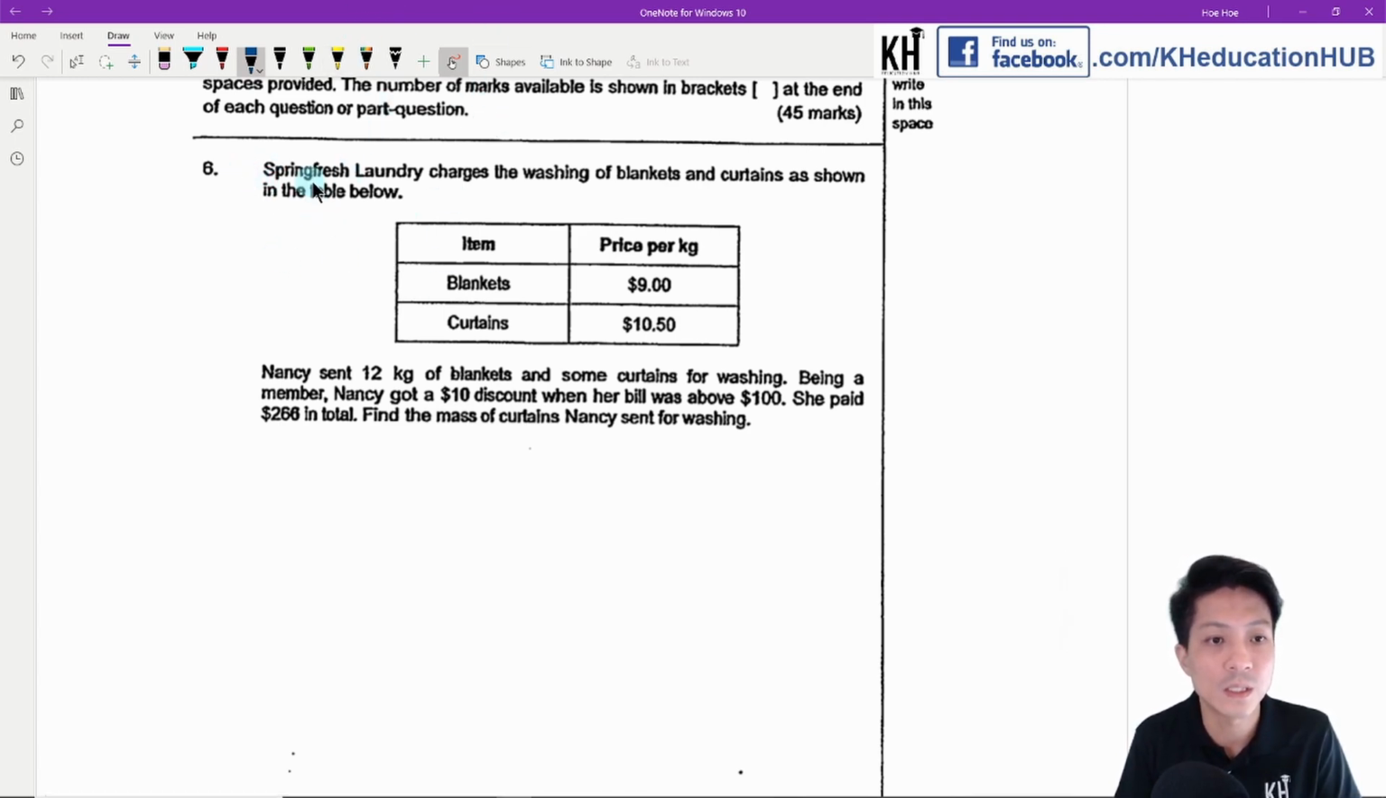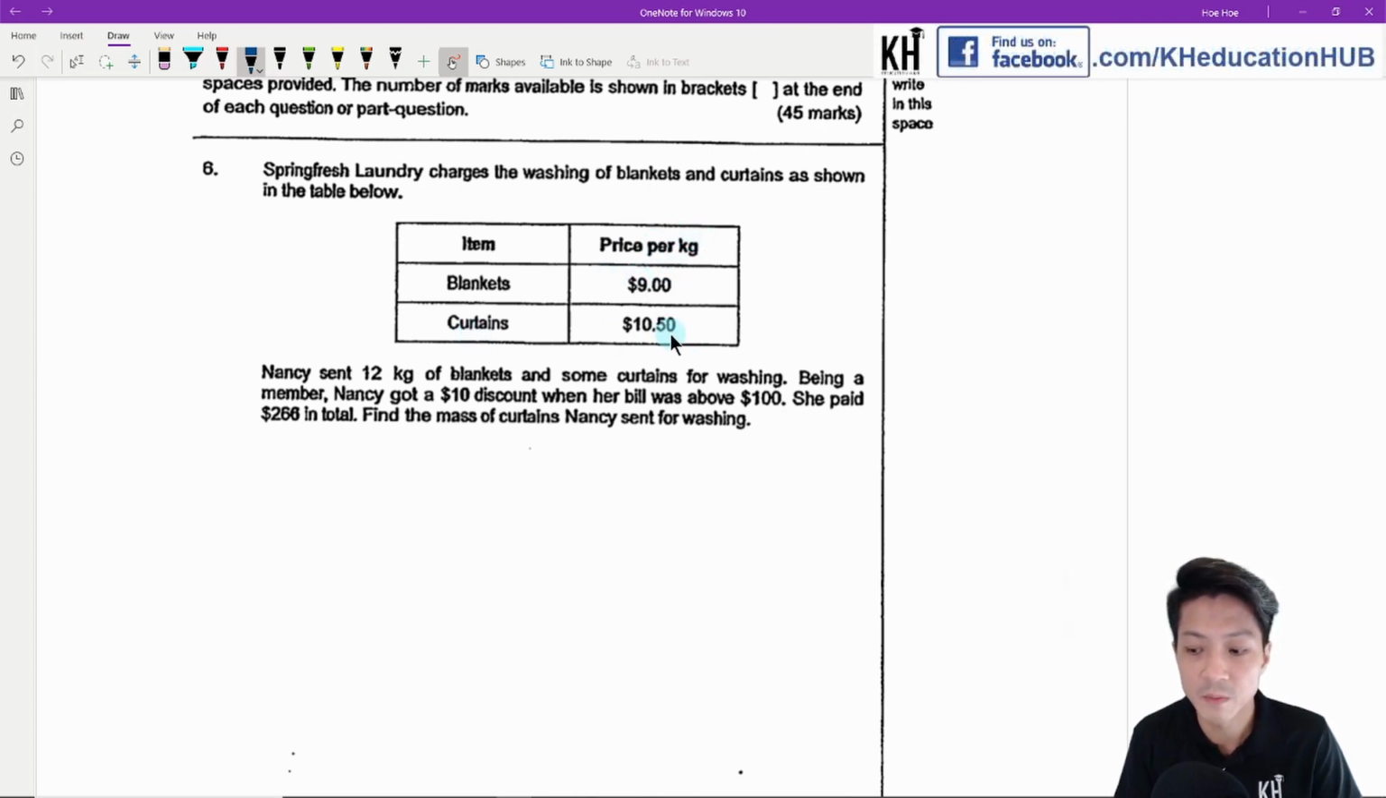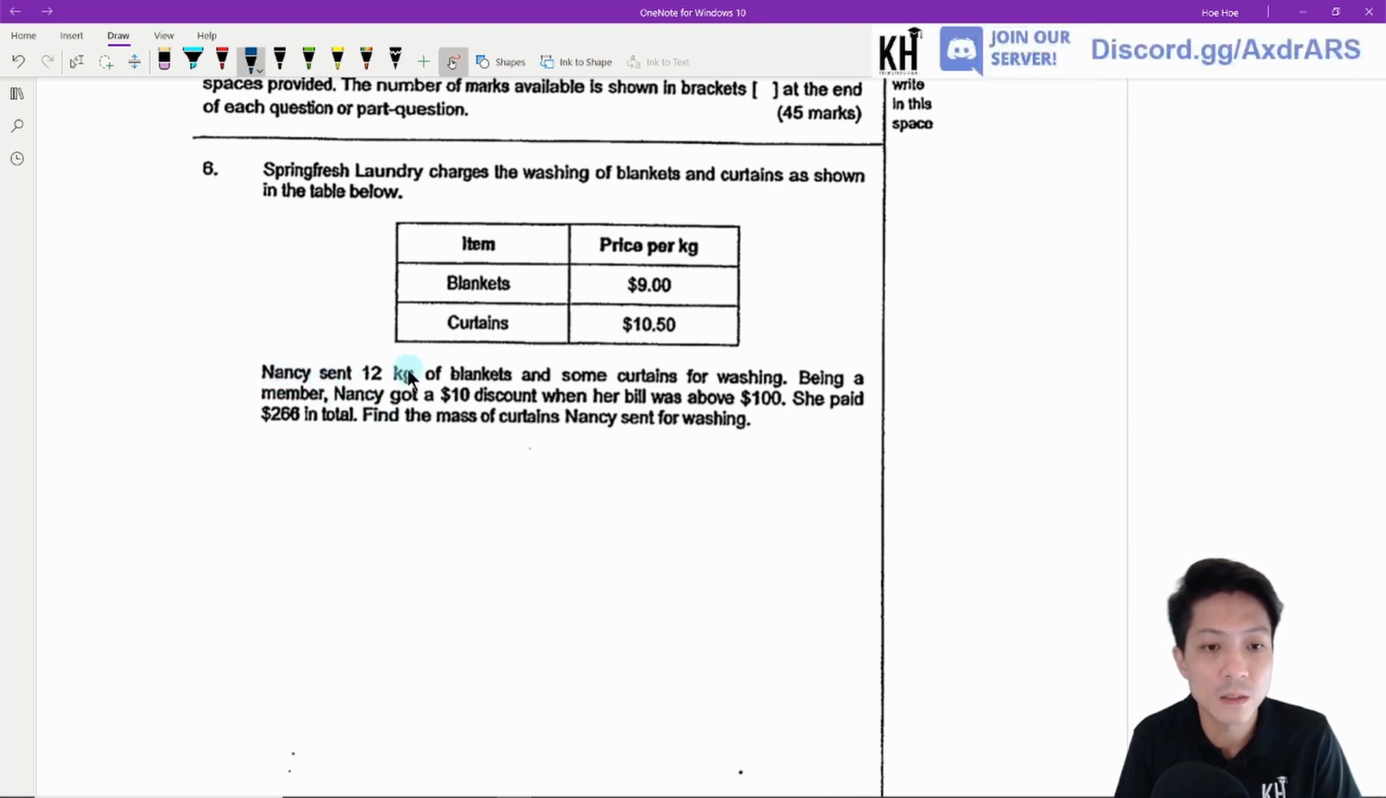Okay, question 6. Spring Fresh Laundry charges the washing of blankets and curtains as shown in the table below. So blankets are priced at $9 per kg. Curtains is $10.50 per kg. Okay, Nancy sent 12 kg of blankets and some curtains for washing.